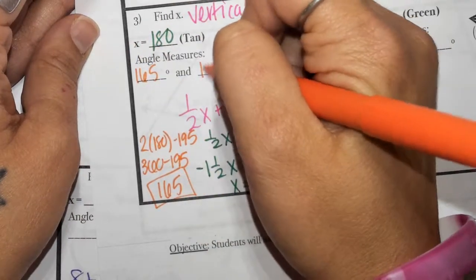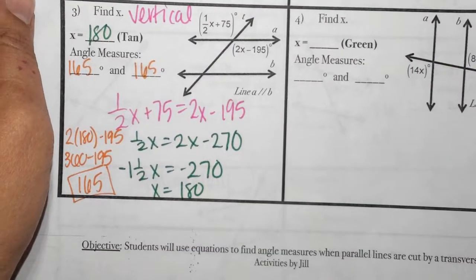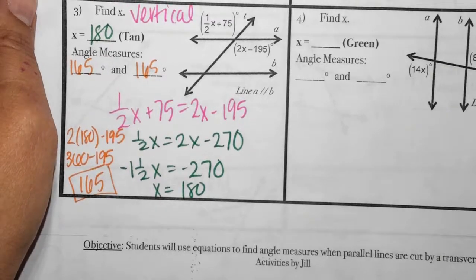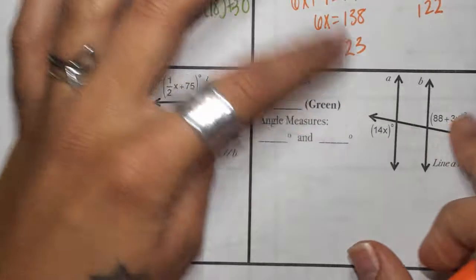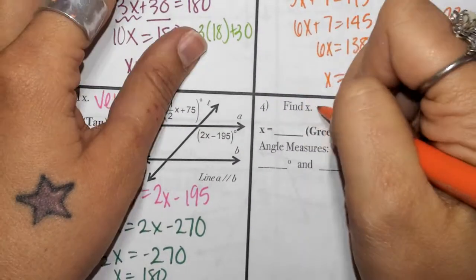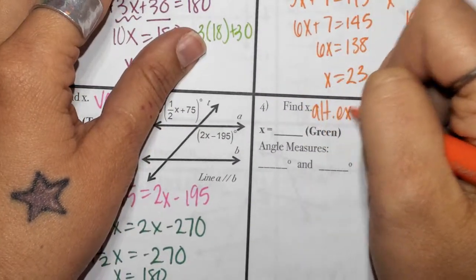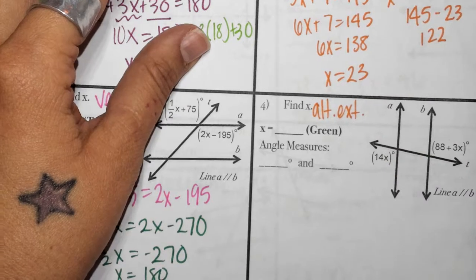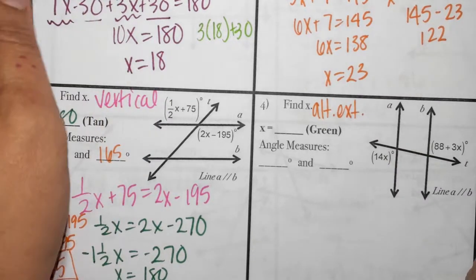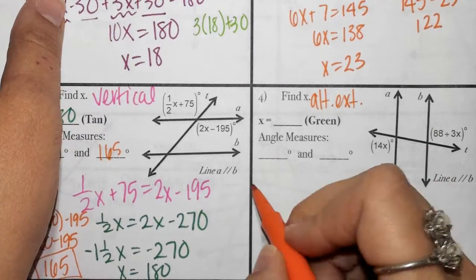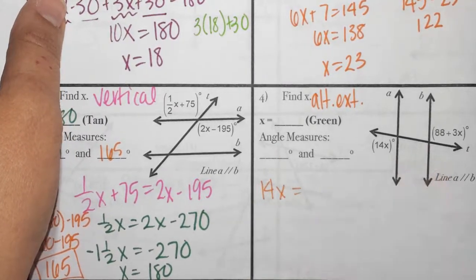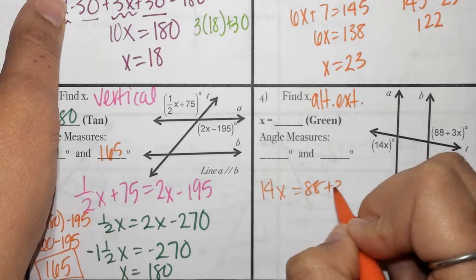Brianna, which one do you want, baby? Number 4? Alternate exterior, because they're on opposite sides of the transversal and they're outside the parallel lines. So those are alternate exterior. So then what do we know about alternate exterior angles? They are on the outside, and they're congruent. So you would take 14x and you would set it equal to 88 plus 3x.